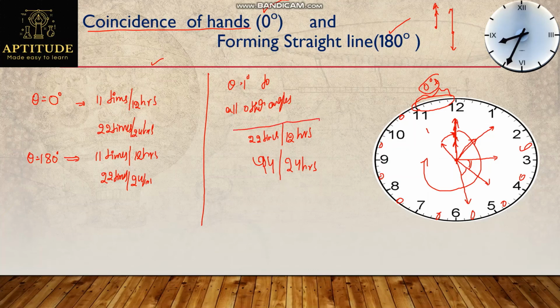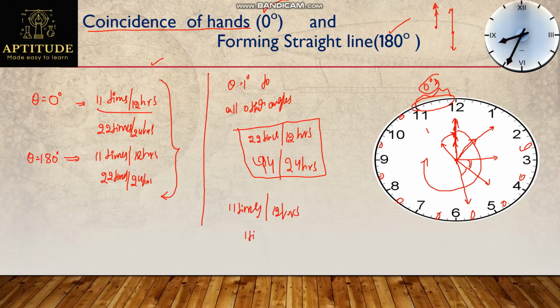So mostly we cannot expect this one, but a lot of times we can expect these two types of questions. Just have a remembrance of this one, and from this we can expect some other thing. Like observe here, it coincides 11 times for 12 hours. For every 12 hours it coincides 11 times, right?